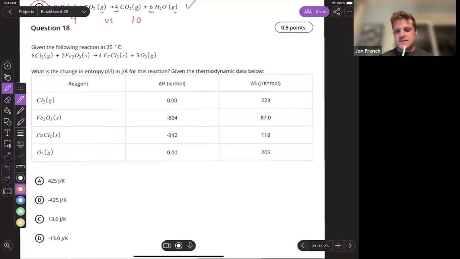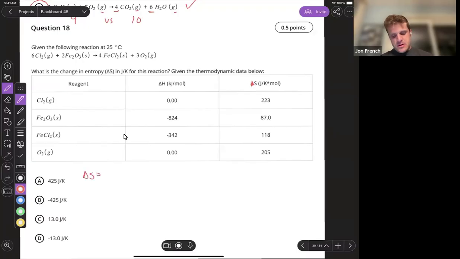We had enough practice. Question 18 is a summation calculation, right? What is the change in entropy for this reaction given the thermodynamic data below? Someone in the group pointed out, well, isn't it already a delta S? That was just me typing this out. It's just the entropy value for that. It shouldn't have been a delta S.